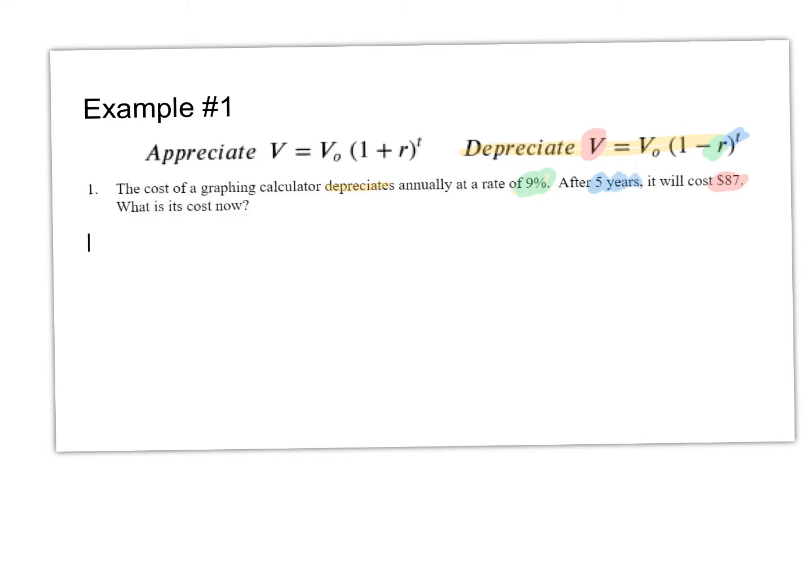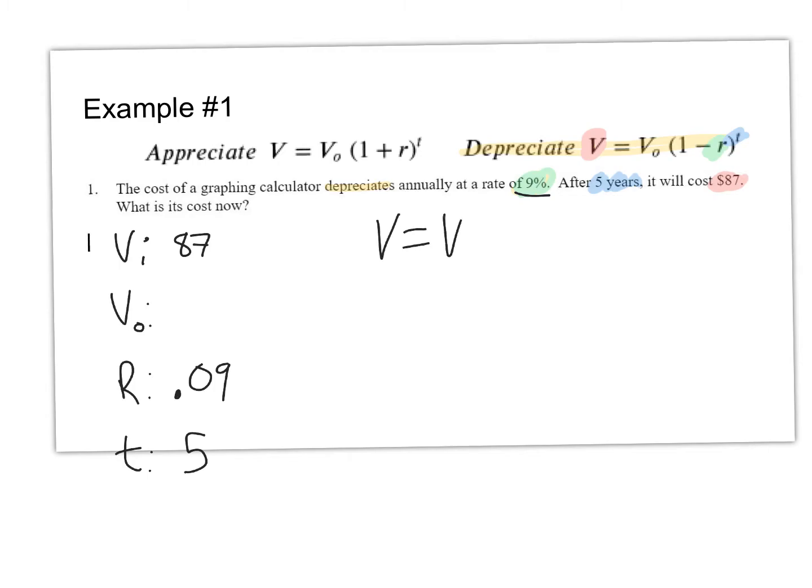Usually what I do is set up V, VO, R, T, all the pieces we're going to need. So let's fill in what we know. V is going to be $87. VO, I don't know what that is. Time is going to be 5 years. Now, 9% goes in as a decimal, so it's going to be 0.09.